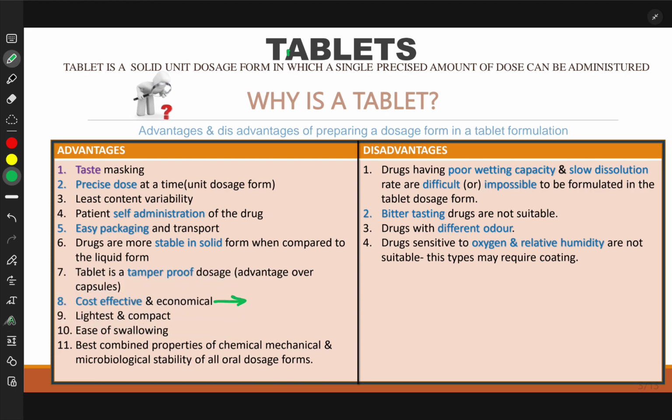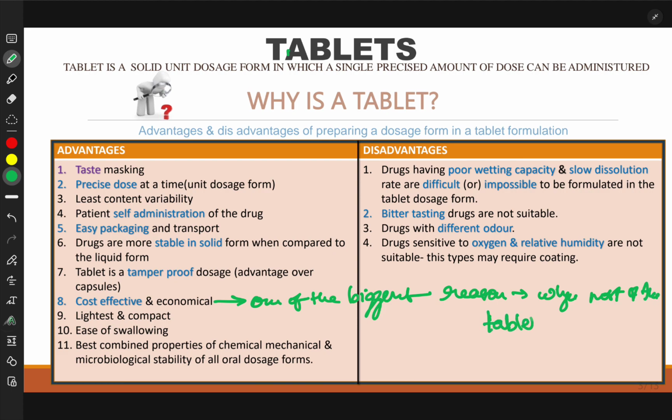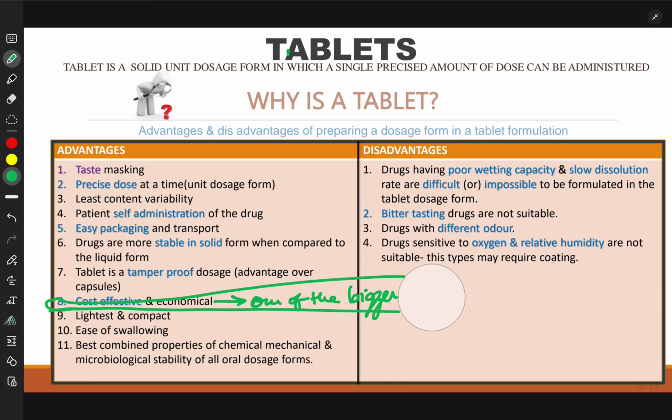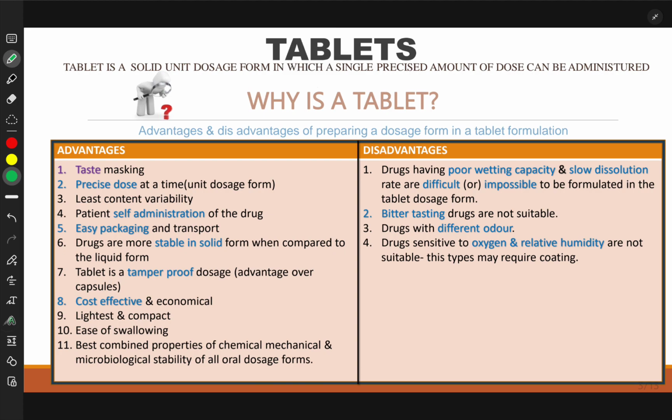It is one of the biggest reasons why most of the dosage forms are tablets. With this one point, we can conclude completely why most of the dosage forms are tablets, since money is the ultimate factor for everything.